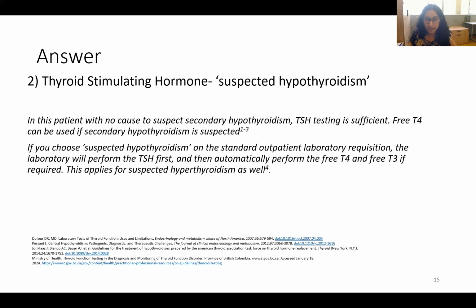Now, if you choose suspected hypothyroidism in BC on the standard outpatient lab requisition, they will do the TSH first. And then you don't have to go and order another test or ask the patient to go back and give another blood sample. On that same sample, the lab will automatically perform the free T4 and, if needed, the free T3. This applies for hyperthyroidism as well. So this is an important thing to remember. There's no reason to order all three tests up front to save cost or time for the patient, because as long as you've indicated you suspect hyperthyroidism, the lab will continue to do the reflex testing.